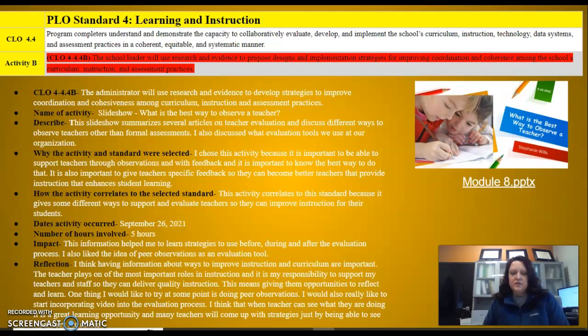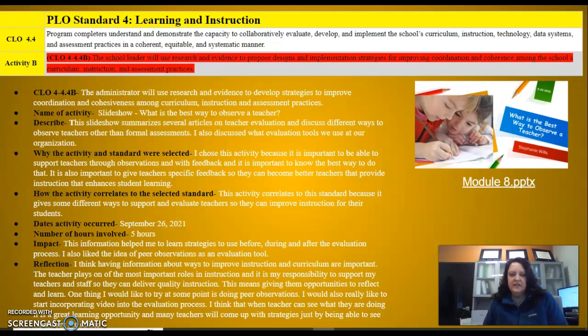The activity that I used for this standard was the slideshow, What is the Best Way to Observe a Teacher? This slideshow summarizes several articles on teacher evaluations and then discusses different ways to observe teachers other than formal assessments. It also discusses what evaluation tools we use here at Russell Child Development Center.